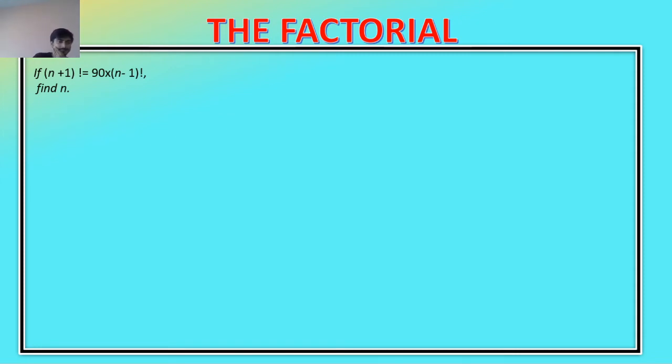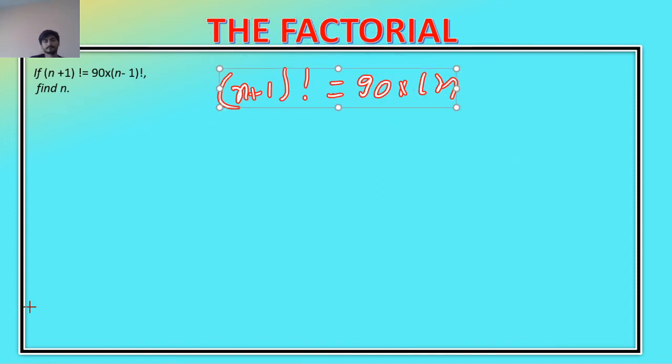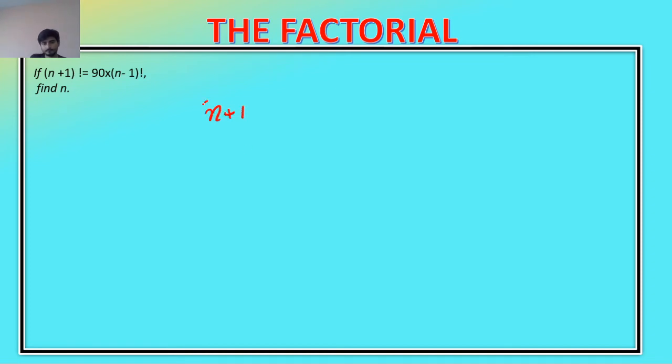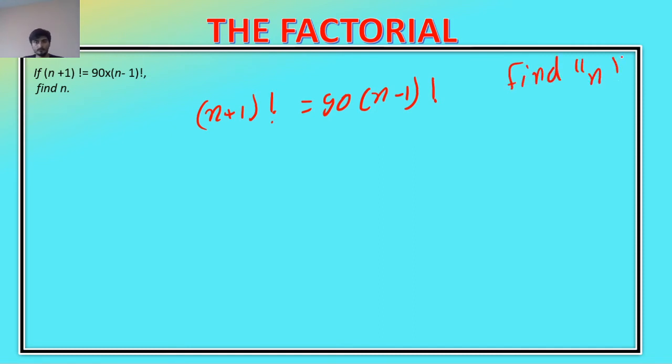Okay guys, now let's try to solve this problem. So here what we have is n plus 1 factorial is equal to 90 into n minus 1 factorial. Then what we need to find here is n.